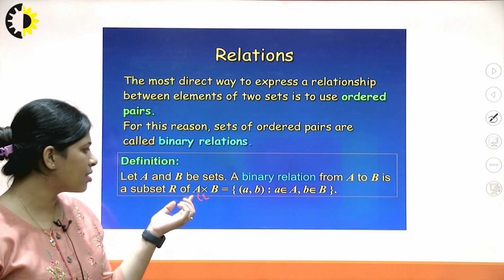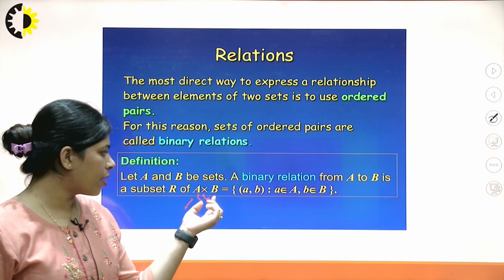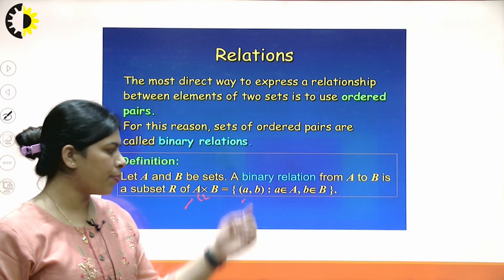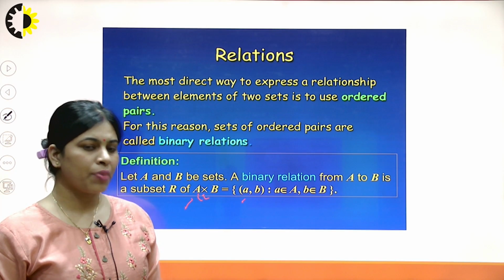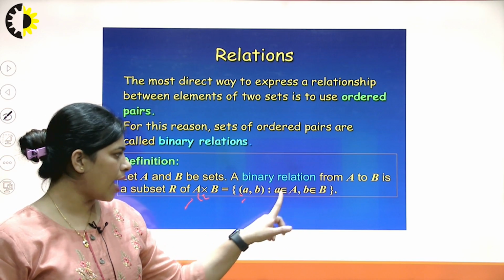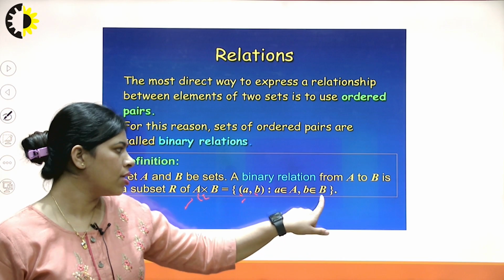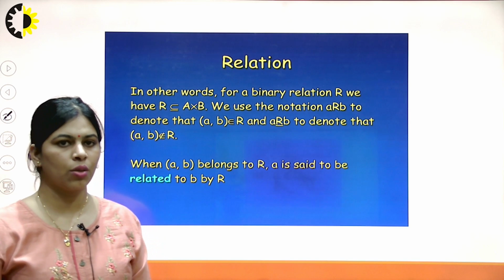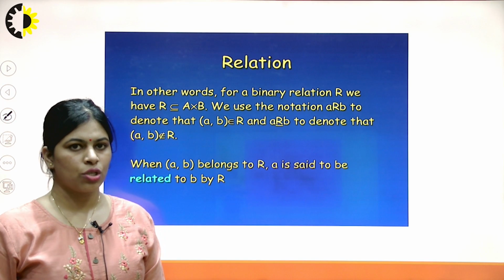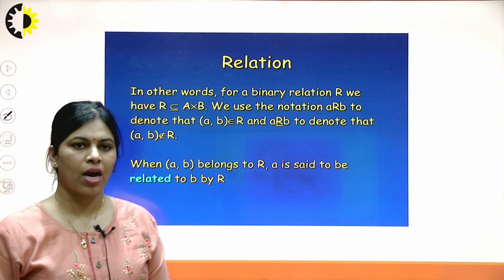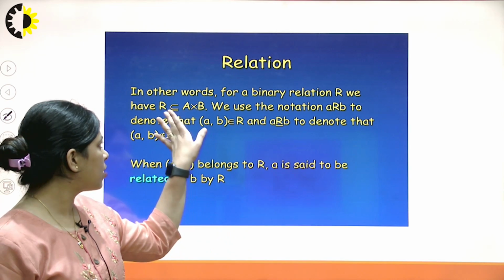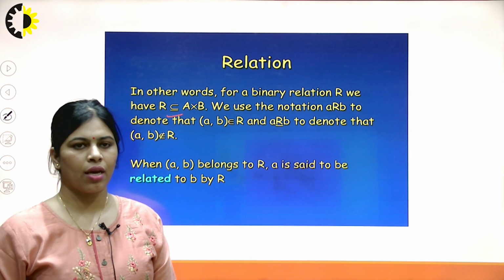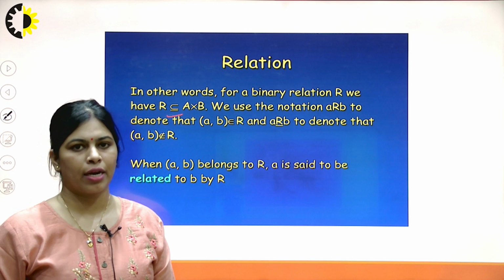Means we take the elements of A and the elements of B and create ordered pairs like (a, b), where the element a belongs to set A and the element b belongs to set B. This is called the relation. In other words, for a binary relation R, R is a subset. This is the sign of subset. So R is a subset of A cross B, and A cross B is called the Cartesian product.